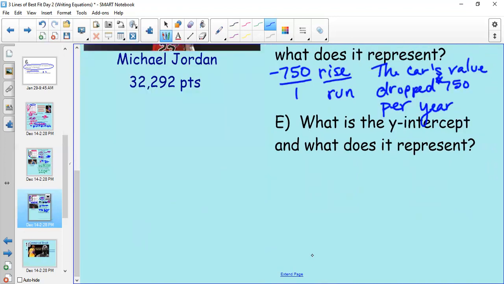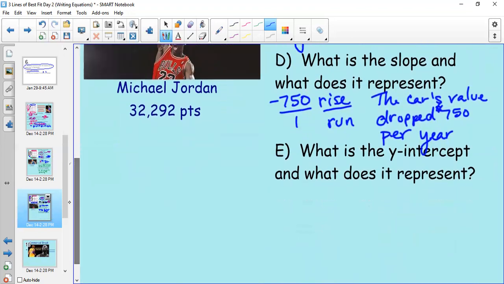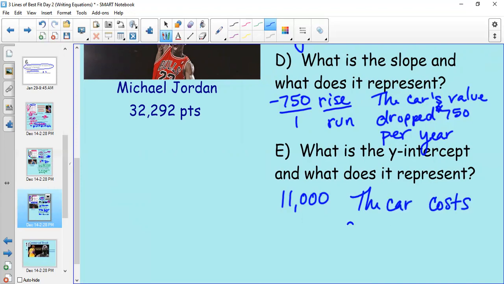What is the y-intercept and what does it represent? Well, if you remember from our equation, or from part A, it was $11,000. And usually people have a hard time explaining what that means. So remember, the y-intercept is always the start. Okay, so think about what that means in this problem, the start. That is when we bought the car. So the car costs $11,000 when we bought the car.